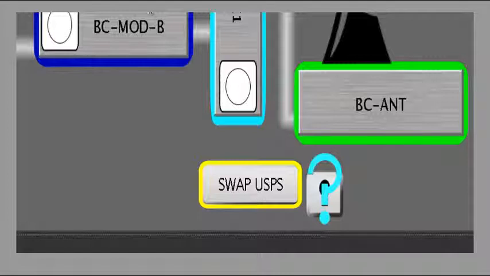The Swap USPS button allows you to change from the primary to backup signal path. Consult your supervisor or manager on when to use this button, as it should be used with caution.